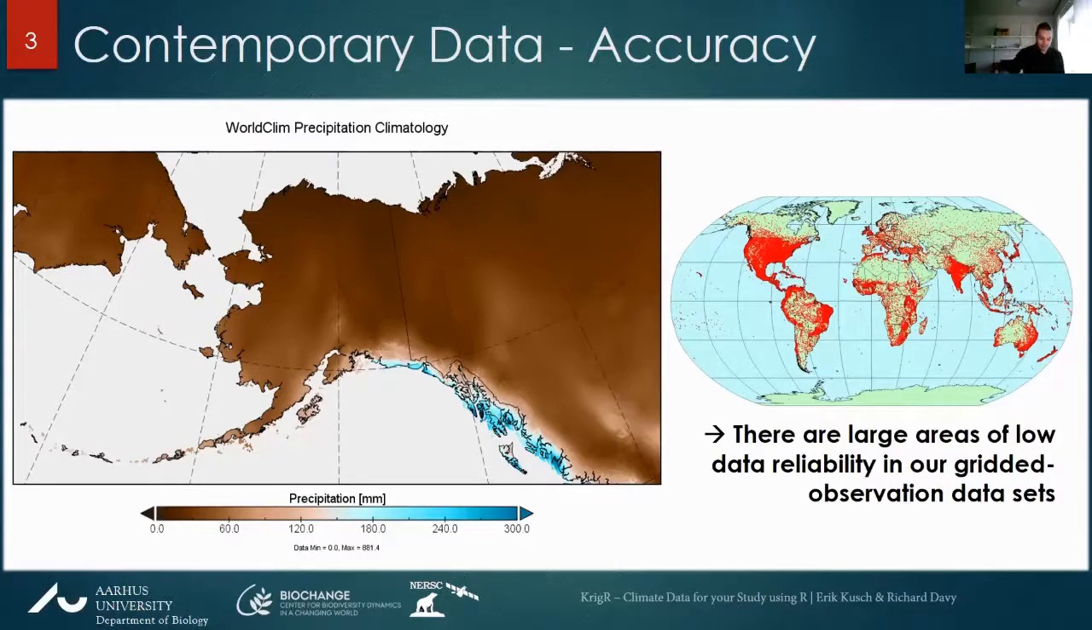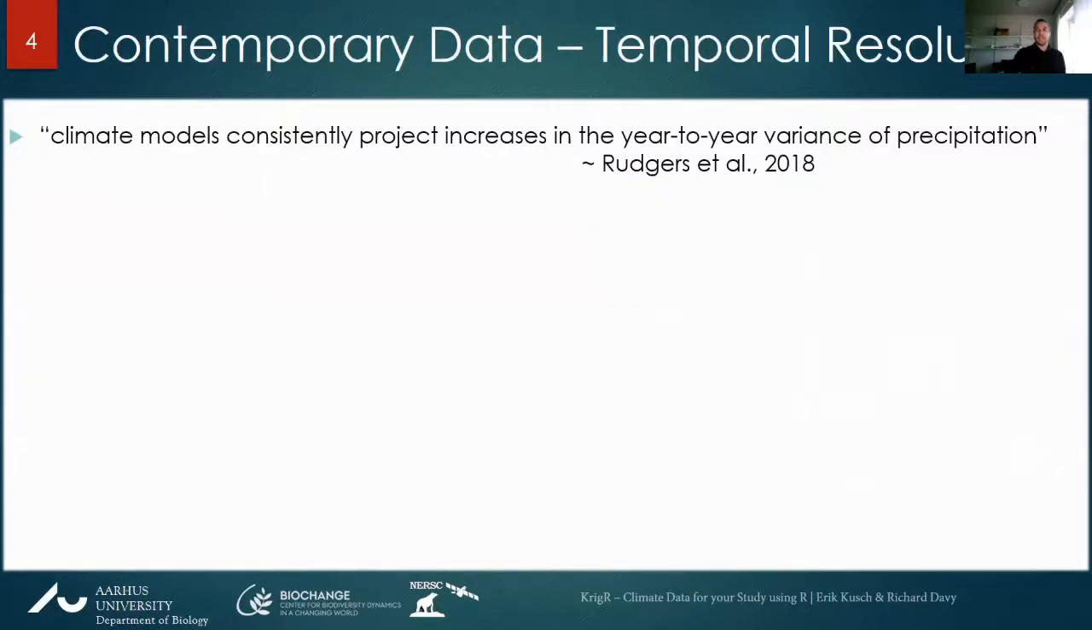So this means with these gridded observations, depending, of course, on where you are on the Earth and which climate parameter you're looking at, there are some areas where we have really low data reliability in these gridded observation data sets, with no way of telling how certain we should be of these data points. That's where I want to take a step back.